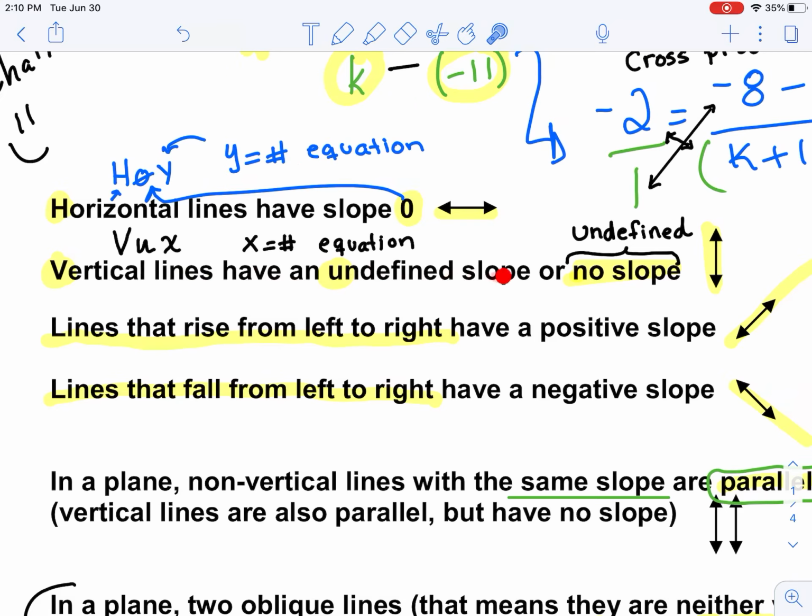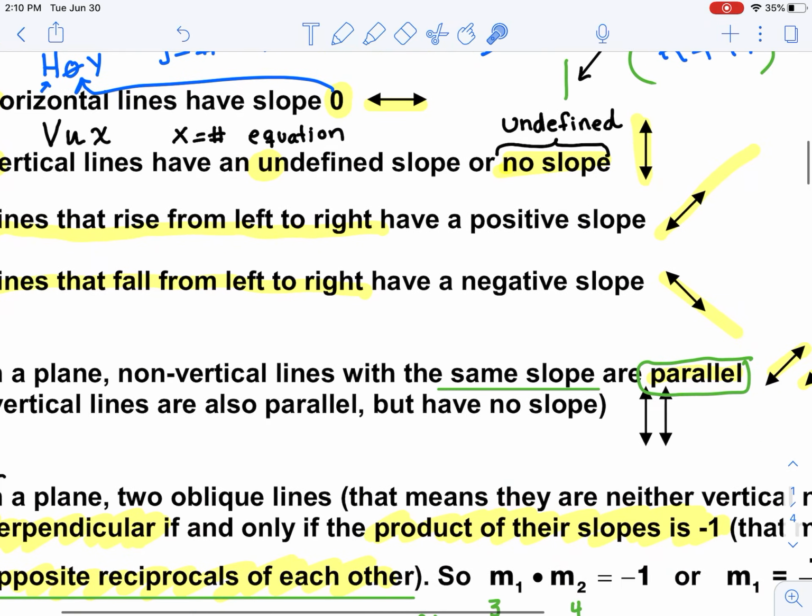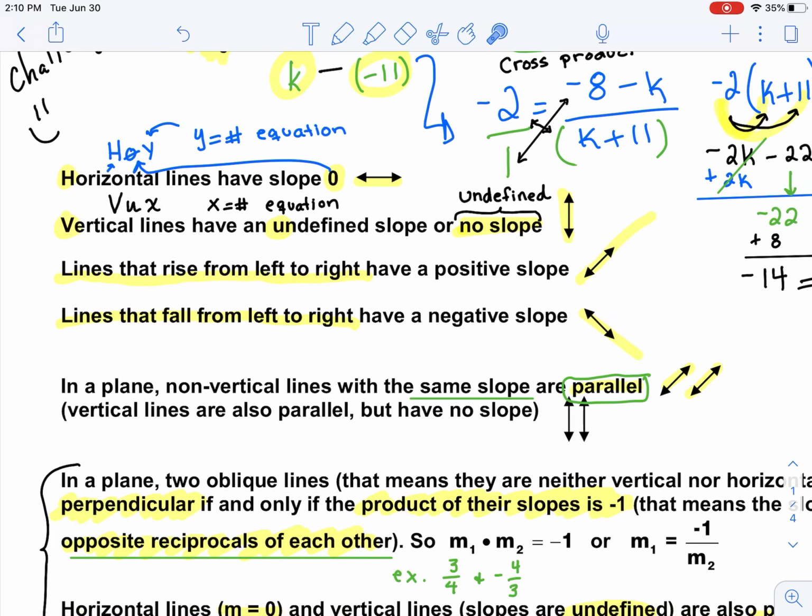Okay, the next one: vertical lines have an undefined slope, or some say no slope, which is a vertical line. Hence, I like to use the acronym VUX for vertical, undefined, and x equals a number type of equation. Now, we always read graphs from left to right. We do a lot of things from left to right, so it makes sense to read our graphs from left to right. So lines that rise from left to right have a positive slope.